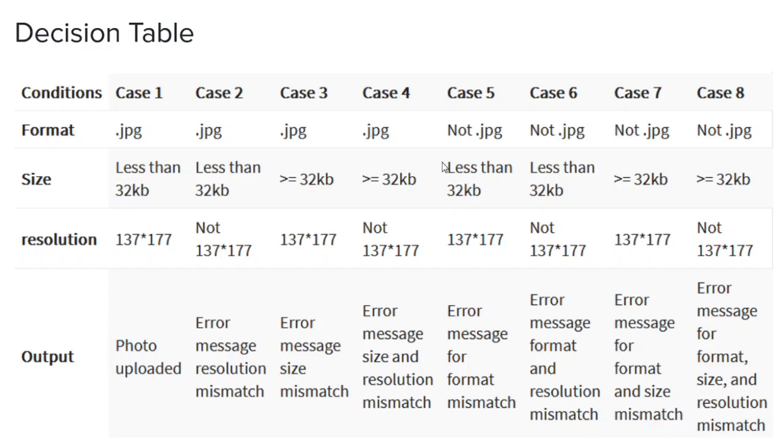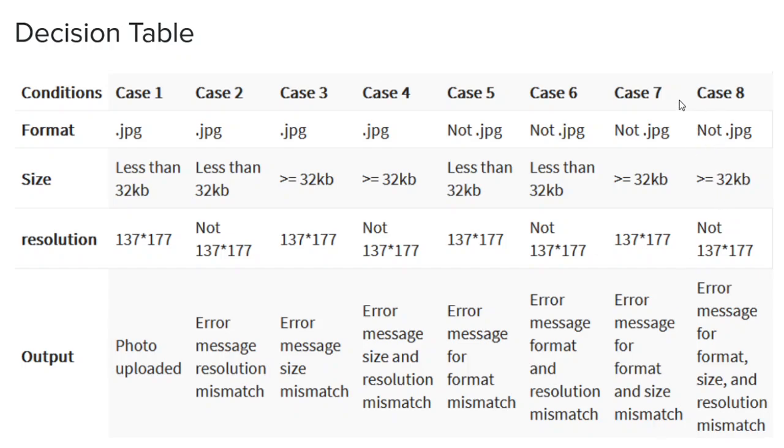Fifth combination. In this, if you see, size is valid, resolution is also valid, but the format is not JPG. So the error message will be for format mismatch. That is the action, that is the output that should come for this test case. Case 6, where format is invalid, size is valid, and resolution is not valid. So the error message should be format and resolution mismatch. Seventh combination, where file size is not matching, file format is not matching, resolution is correct, but these two conditions are failing. So the error message is format and size mismatch.